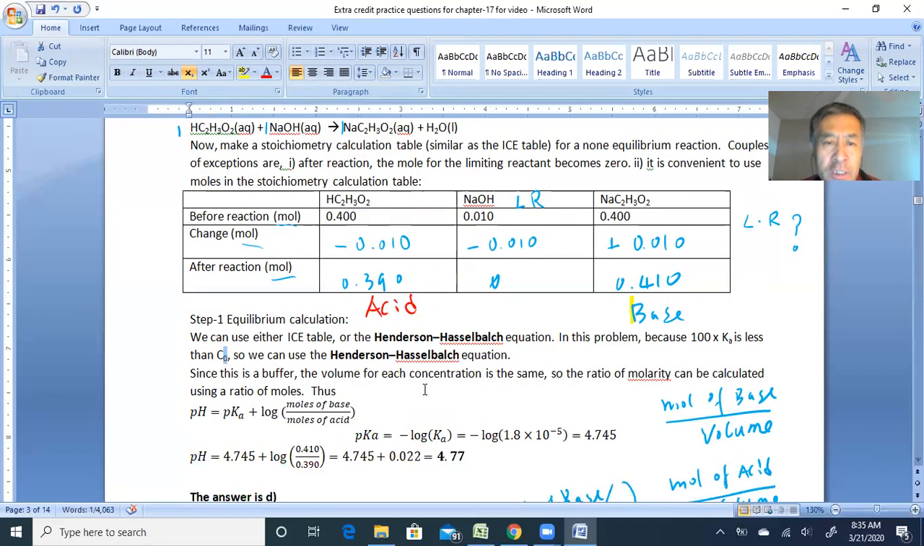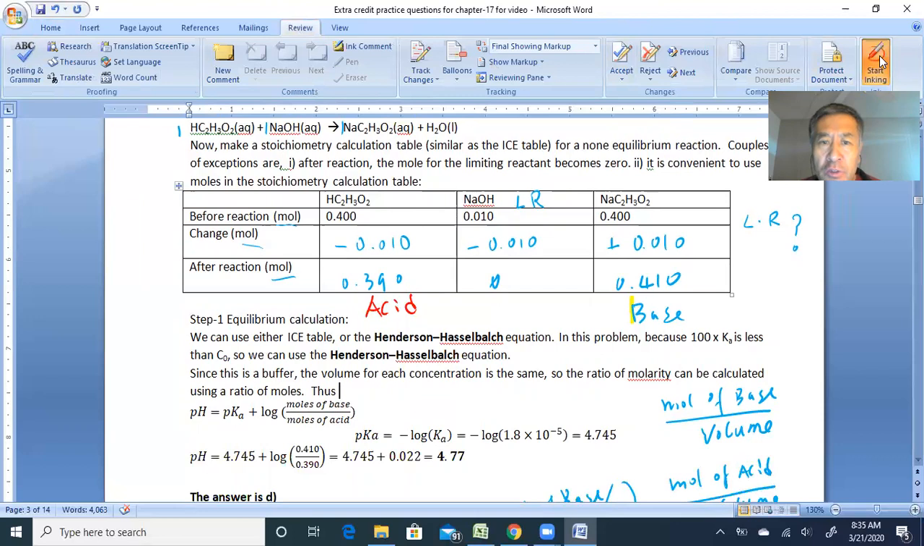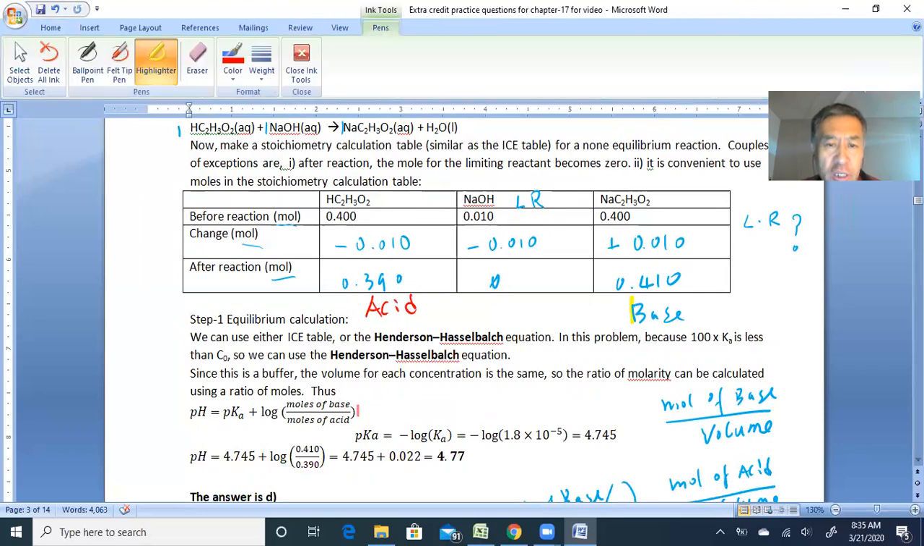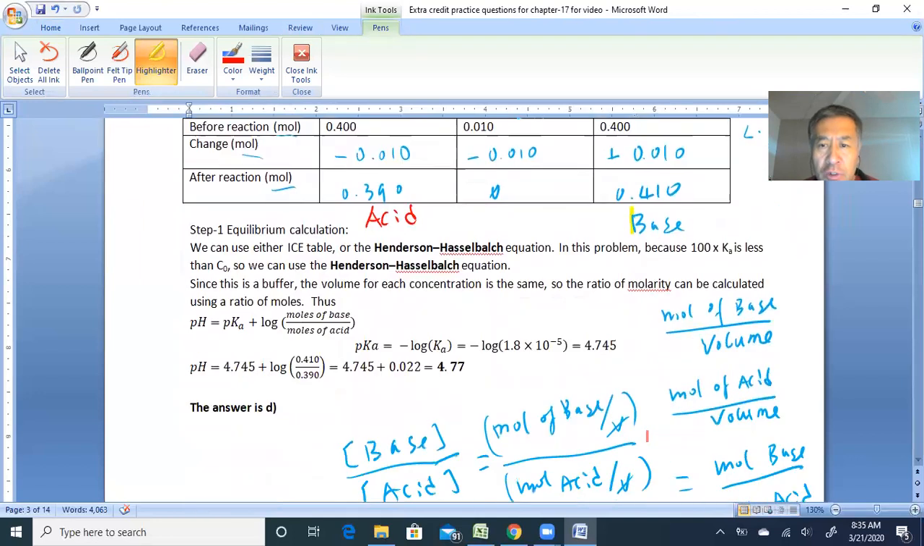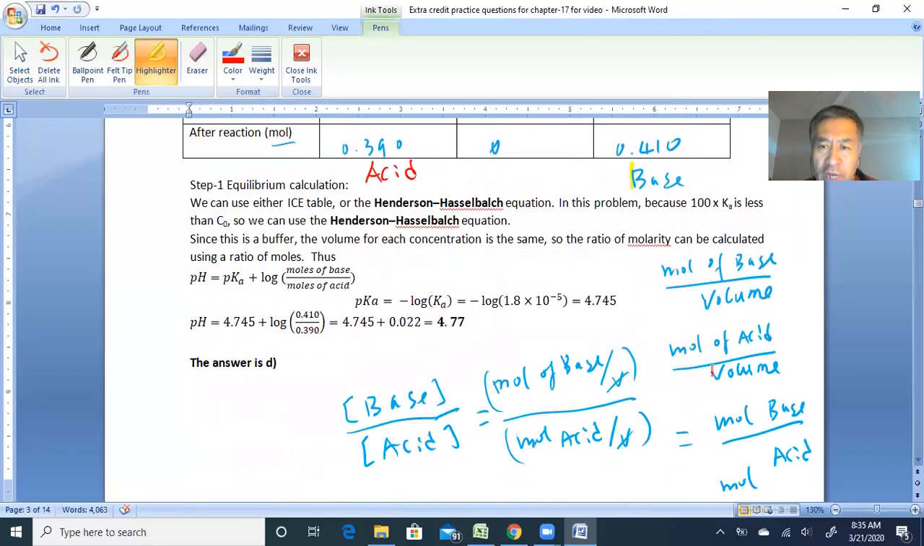Right. So just one technique, when you use the Henderson-Hasselbalch equation, you can simply use the mole ratio instead of the molarity ratio. So here I show the why. We know molarity equals mole over volume. So therefore for base it will be mole of base over volume, and for acid it will be mole of acid over volume.